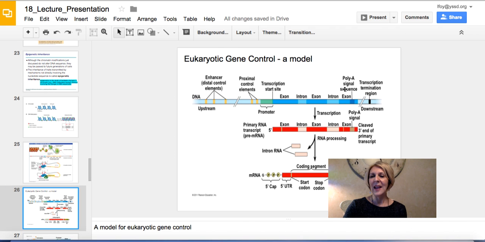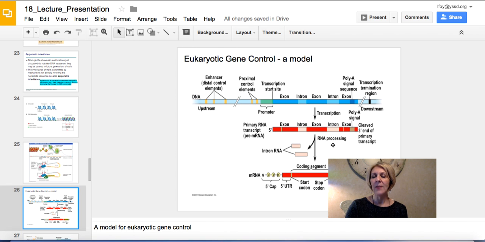We have a poly A signal sequence here, and then a termination region that we have here that is going to tell the RNA polymerase to stop transcribing. Our primary or pre-messenger RNA transcript is going to have a 5' area here and our 3' area here. Our polyadenylate signal, which we transcribed from the signal sequence here, is on here.